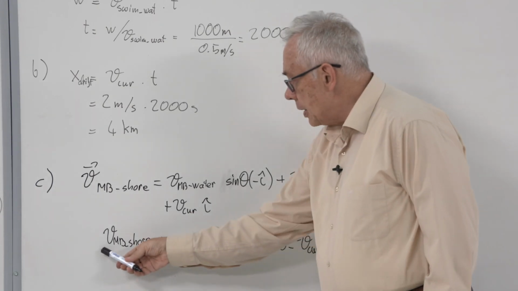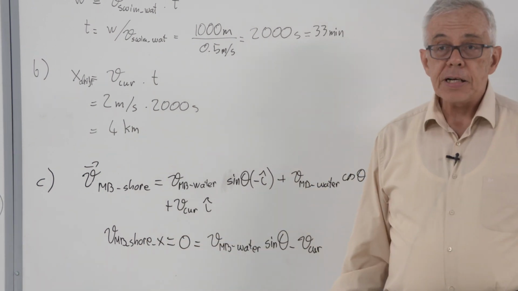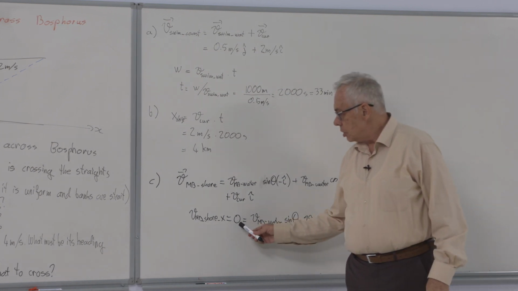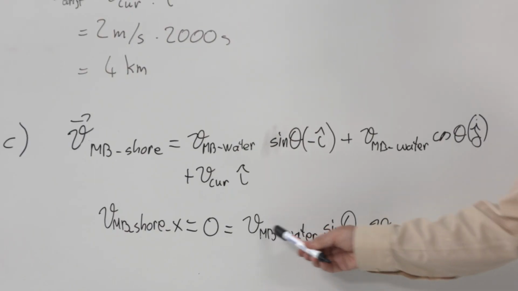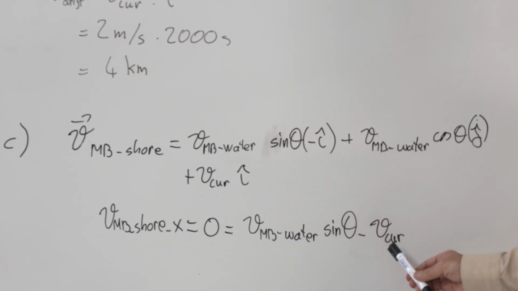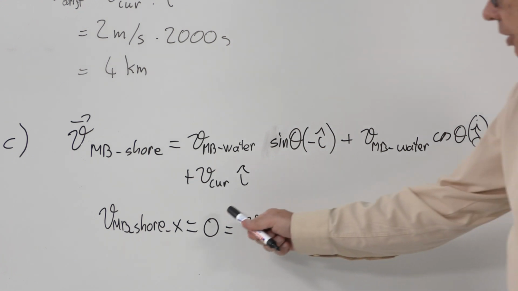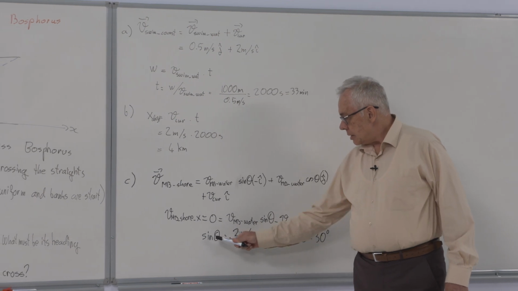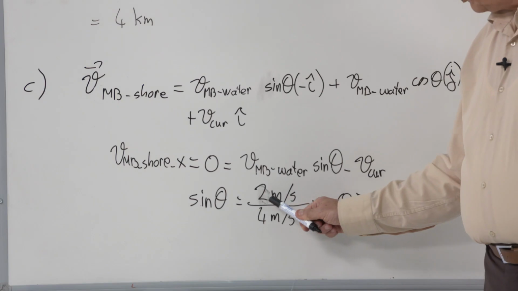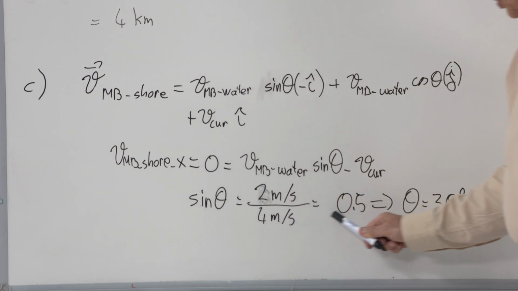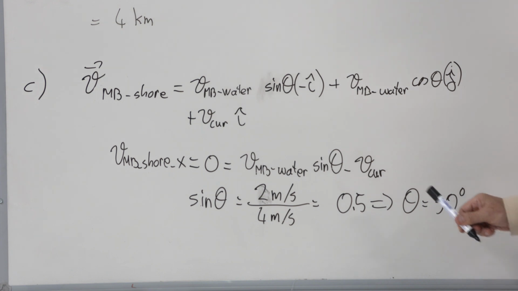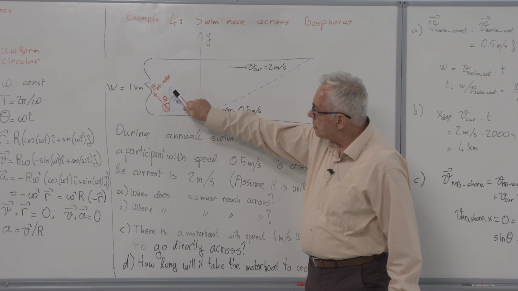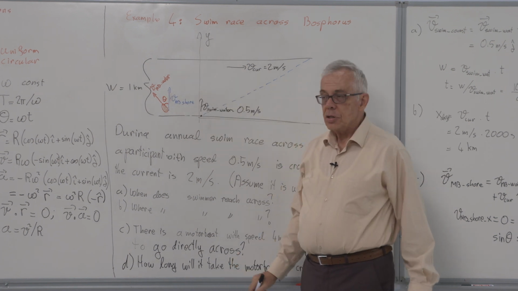Now, we want the x component of its speed with respect to the shore to be zero for it to go straight across. And that means the speed with respect to water times sine theta minus the current speed must be zero. So the sine of the angle theta is the speed of the current divided by the speed with respect to water, and that's 0.5. So the angle is 30 degrees, which means it has to head 30 degrees upstream for it to go straight across.